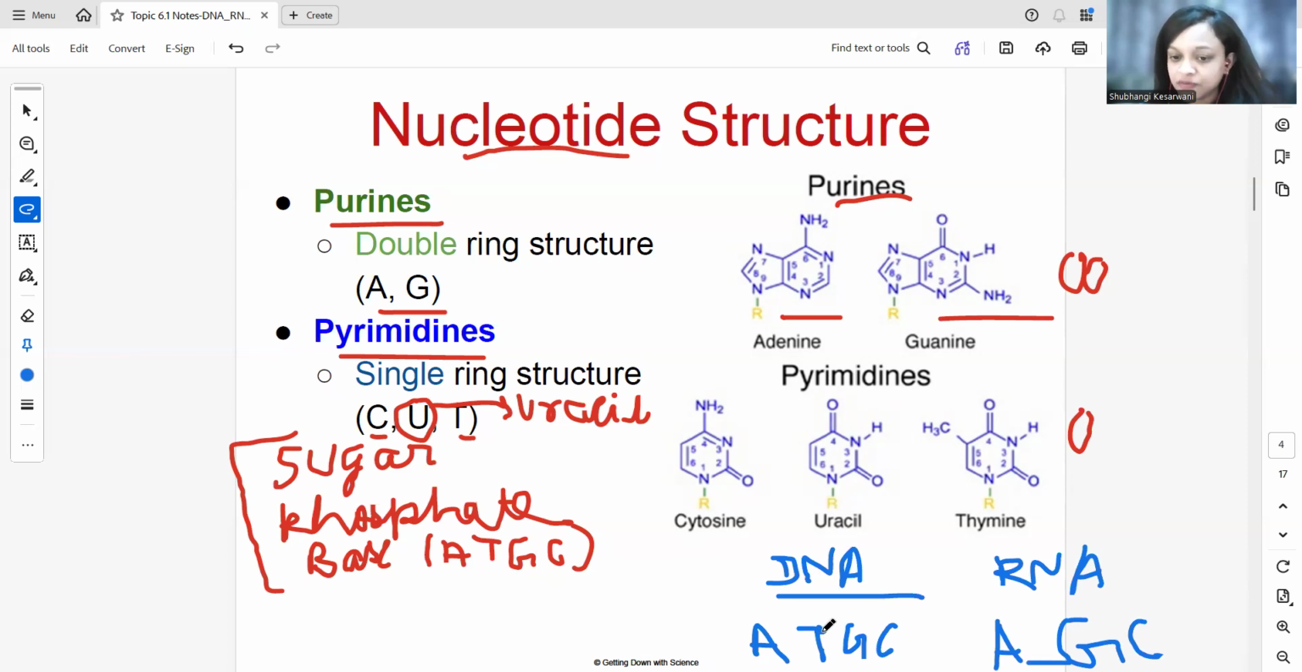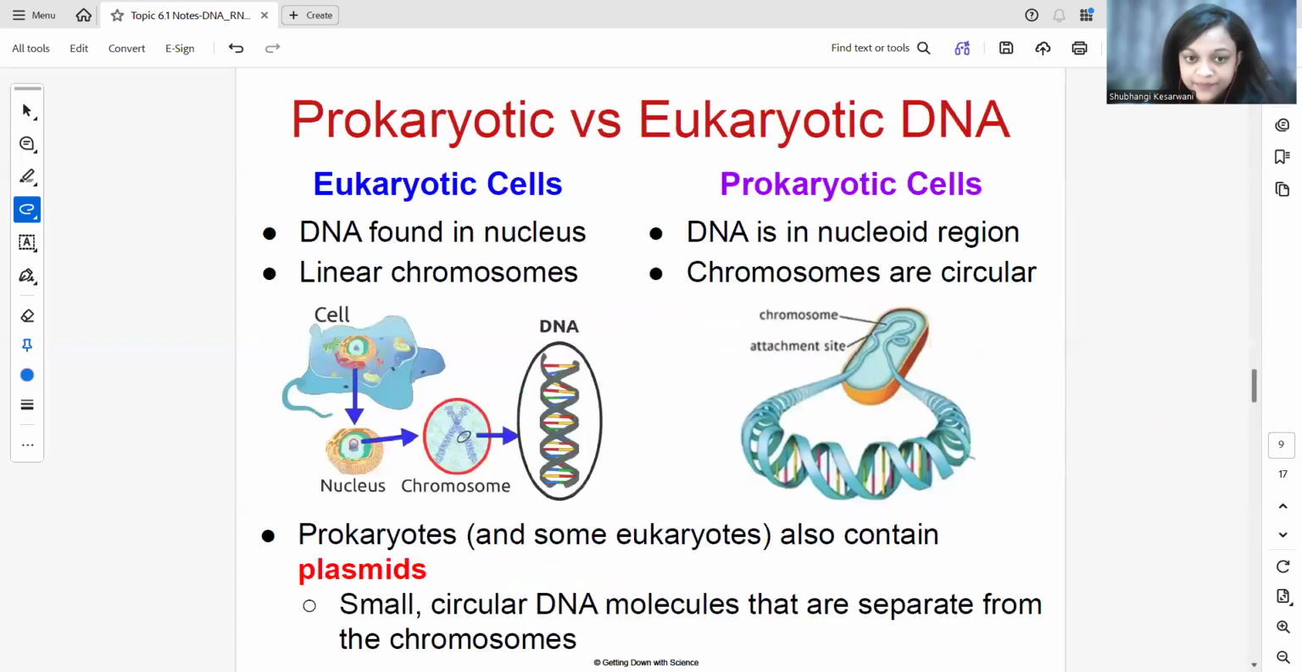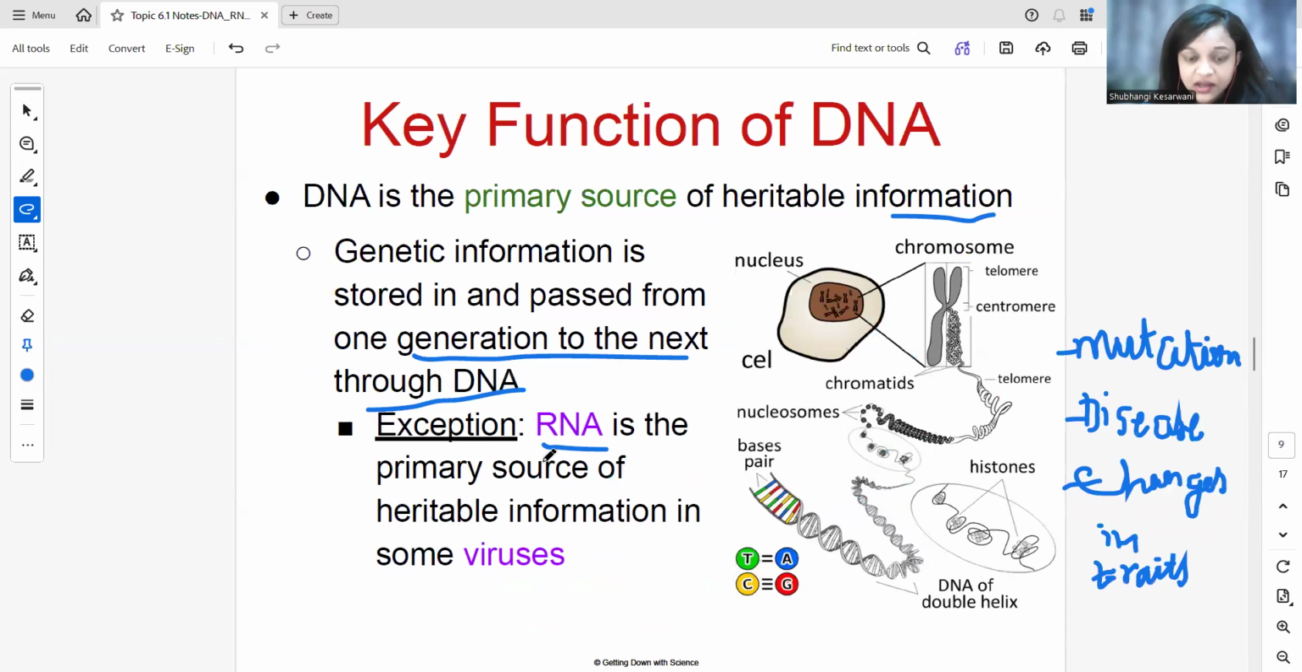So in place of T, we have U in RNA, meaning uracil. So T is replaced by uracil here. Okay, this is very, very important. And this is the main difference between DNA and RNA. Okay, very important.